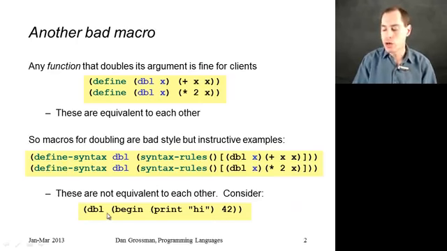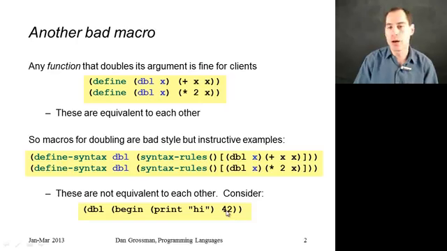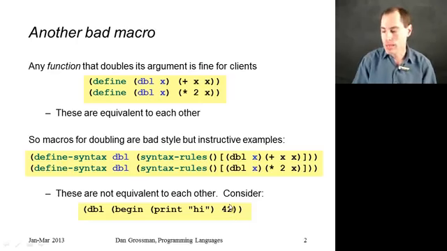If I use the first macro with this argument, something that prints high and then returns 42, I do get the result 84, but I also print out high twice because I replace double of this thing with plus of this thing and this thing, and so each of them will print. Whereas the second version will only do the printing once because the replacement only uses this expression once. So they're not equivalent, and we want to study that sort of thing in this segment and even more subtle things.